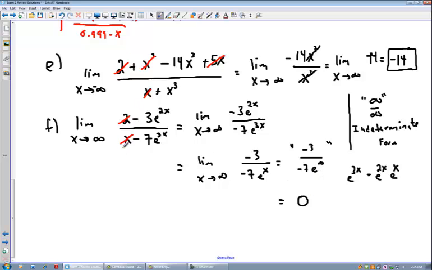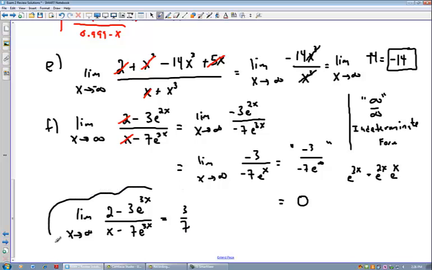Now, if you change this problem and you do the limit as x goes to infinity, and we're switching it up now, of 2 minus 3 e to the 3x divided by x minus 7 e to the 3x, you can see now that something else is going to happen. So now when you do the simplification, these e to 3x's will cancel, and you'll actually get 3/7 out. So that's another type of problem that I could ask on the exam.